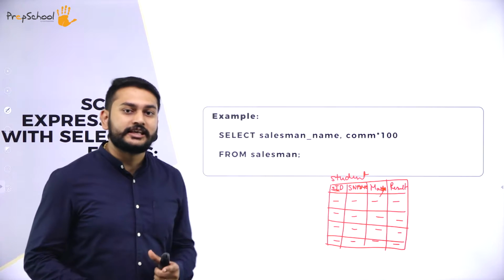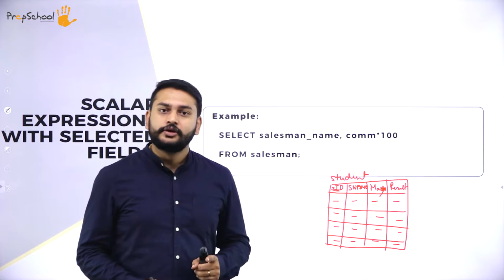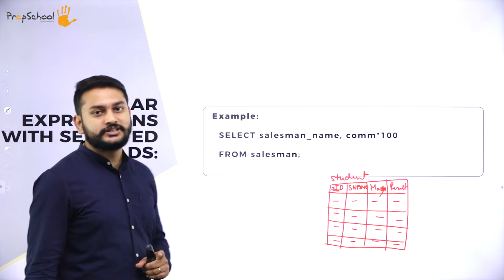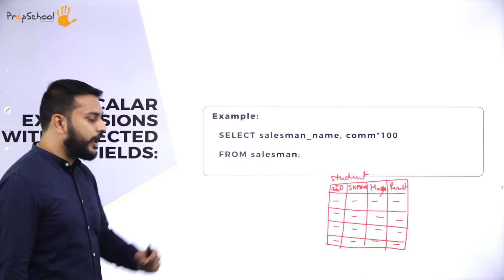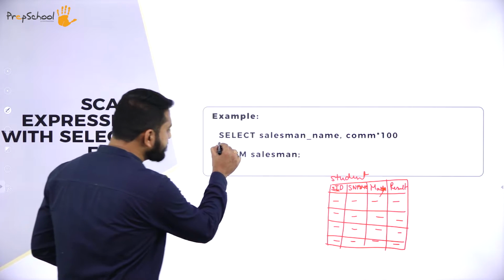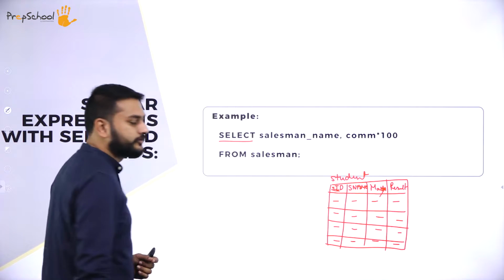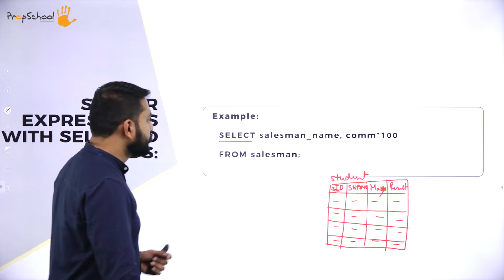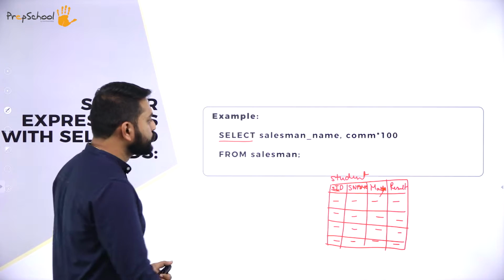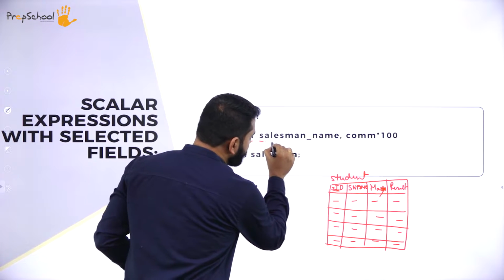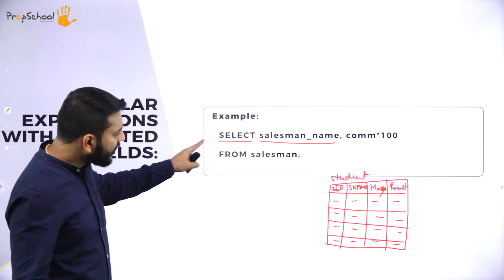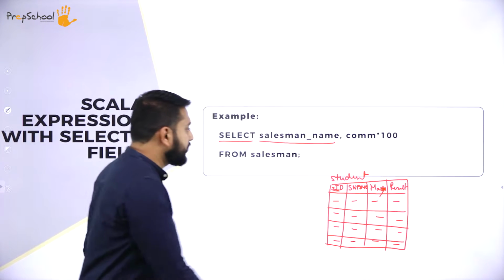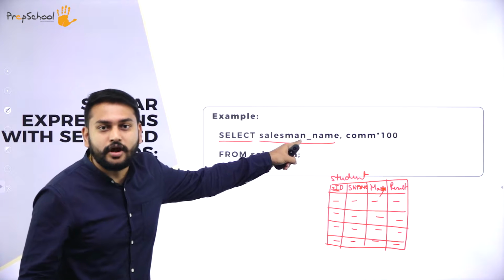So in such case, I can directly do that with the help of an expression, which I'll call a scalar expression. How do I do that? So look at this query that I have. Guys, I have select. I'm using a select query. Then after that, what is that I'm trying to select? Observe here, salesman's name. I'm trying to retrieve this column from the table.